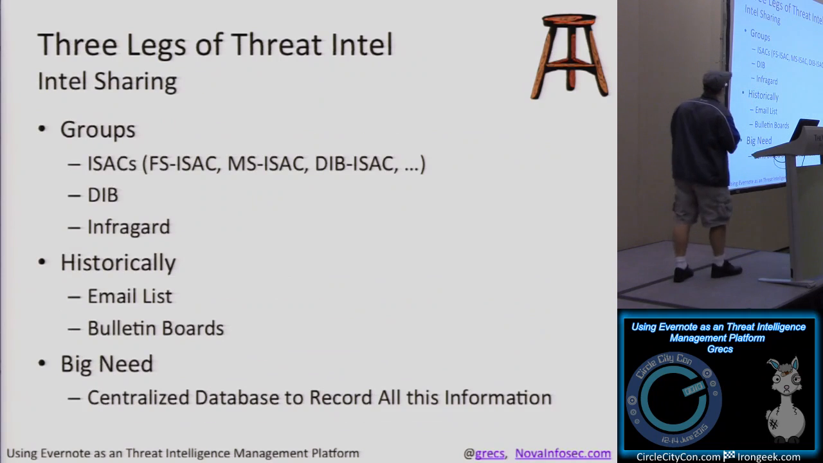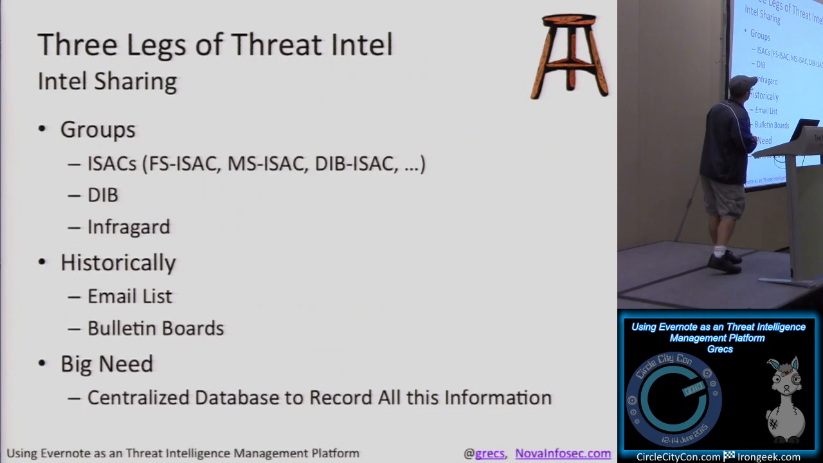So the next group, or the next category of threat intel, are intel sharing groups. There's a bunch of these. There's official ones like the different ISACs. If you're in the DoD realm, there's the DIB. There's organizations like InfraGard too.